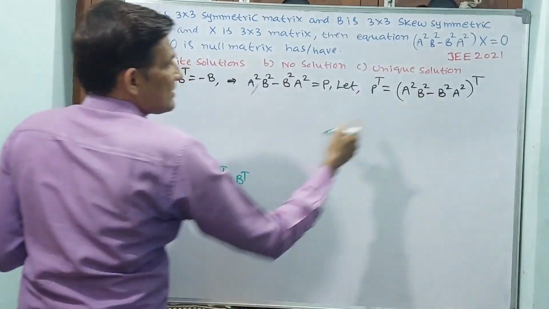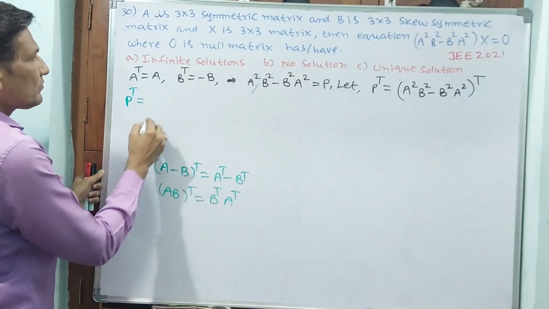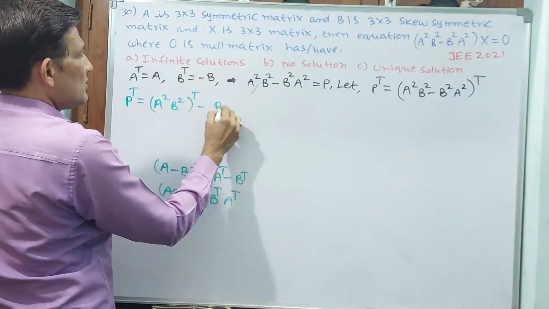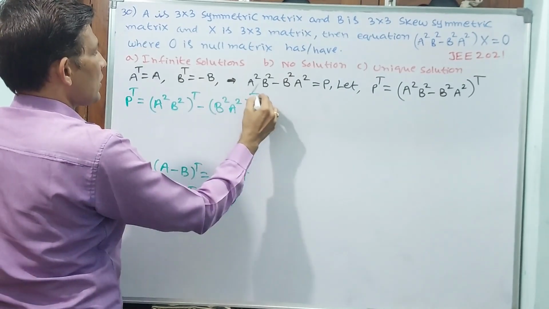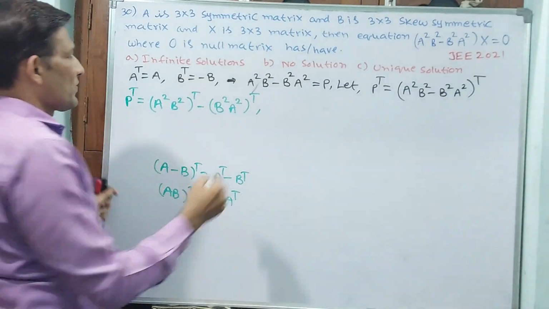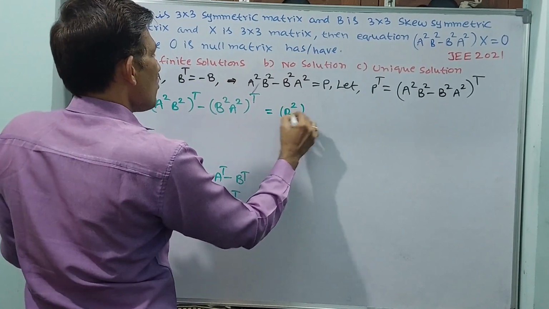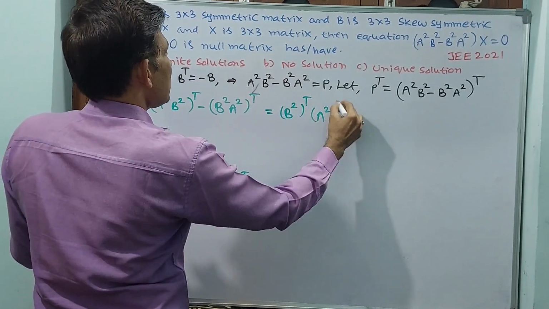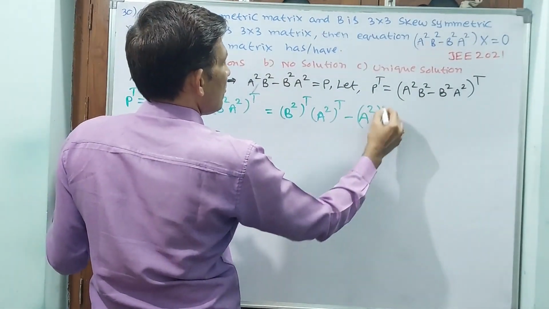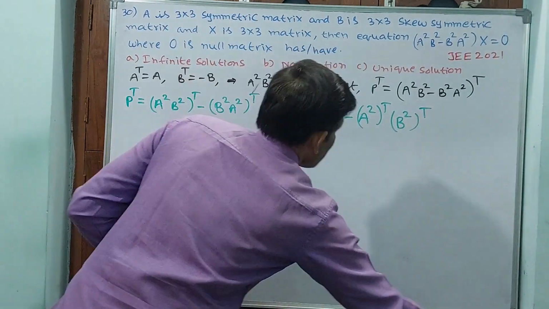Now you see, first minus is there. So P transpose is equal to (A square B square) whole transpose minus (B square A square) whole transpose, as per this formula. But as per this formula again, this is equal to (B square) whole transpose (A square) whole transpose minus (A square) whole transpose (B square) whole transpose. Okay, understand?